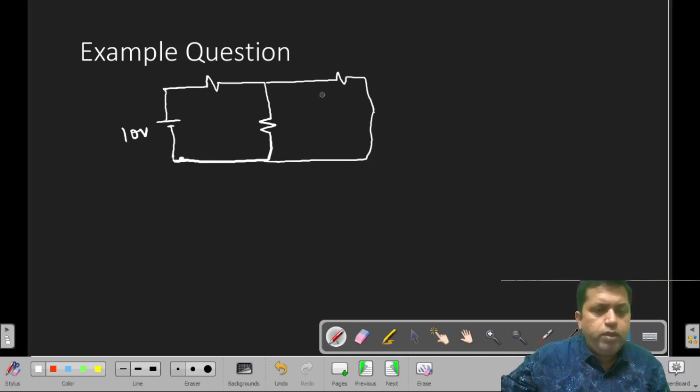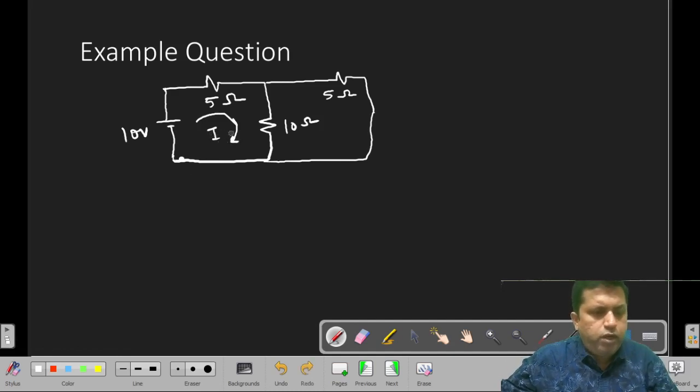Okay, so 10 volt, 5 ohms. This is 10 ohms. This is 5 ohms. We want to find out what are the mesh currents. What are mesh currents? I1 and I2.